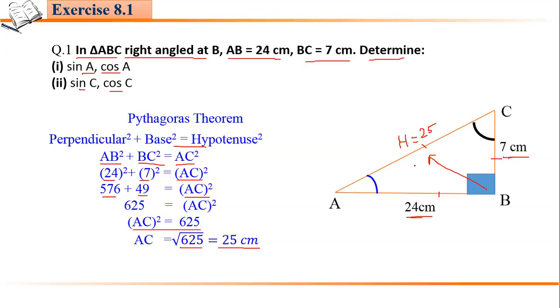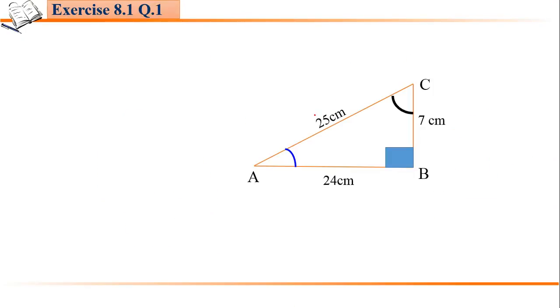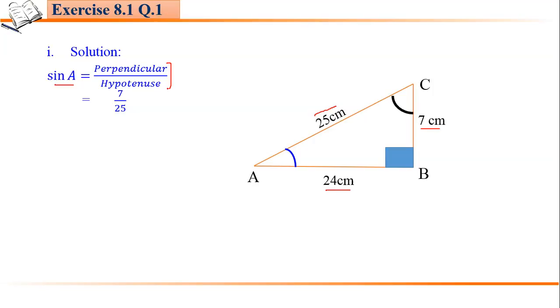So now when we know all the sides of the triangle, we'll find the values of sin A, cos A, sin C and cos C. So now here in the figure, the hypotenuse is 25 centimeter, this is 7 centimeter and this is 24 centimeter. So first we'll find the value of sine of angle A. Sine A, we know, is equal to perpendicular upon hypotenuse. We have discussed the definitions of all the trigonometric ratios in our previous video, the link for which is given in the description box below. So sine A is perpendicular upon hypotenuse.